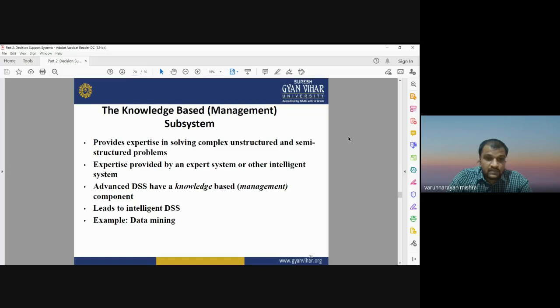There are some advanced decision support systems that have a knowledge based component that leads to the intelligent decision support system. For example, data mining. Data mining is a process of the extraction of information from our database. Okay, so we can use different kinds of data mining techniques.